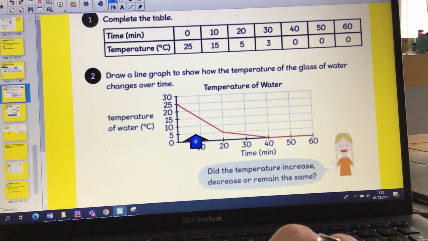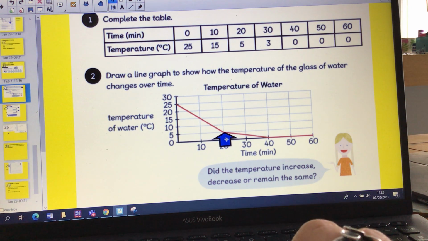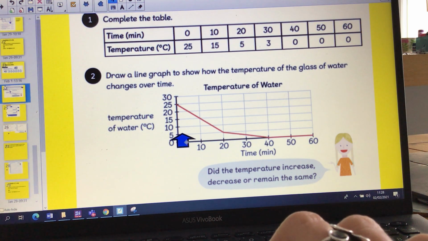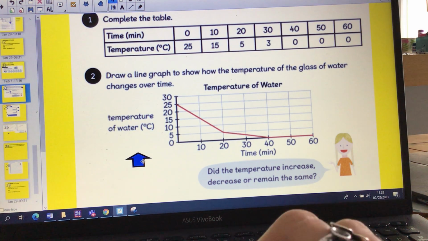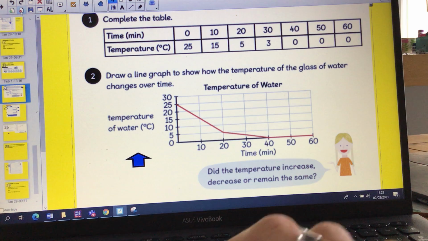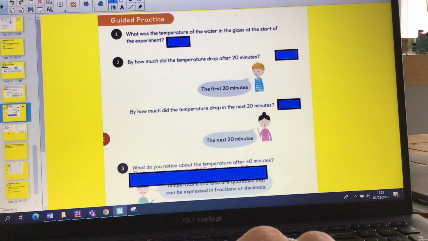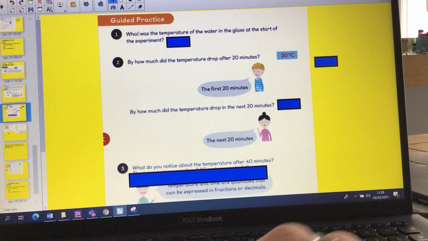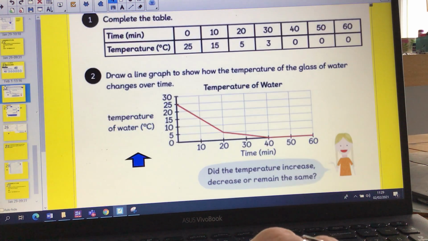Which is 5 degrees. So it's dropped from 25 to 5. What sort of calculation are you going to have to do? Can you think? Yep, you are going to have to think about doing a subtraction, and the difference between those is 20, isn't it? So remember, watch again, you've got 25 here.